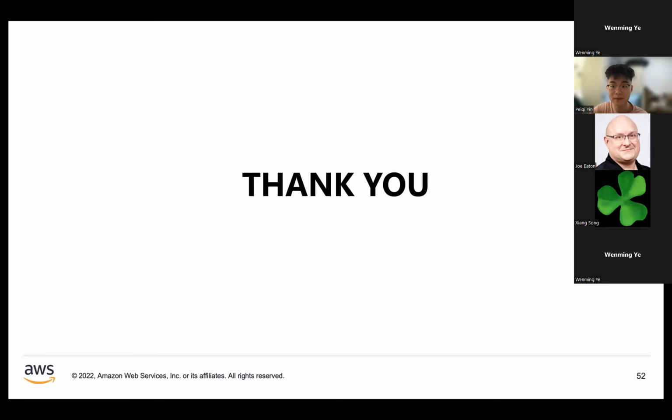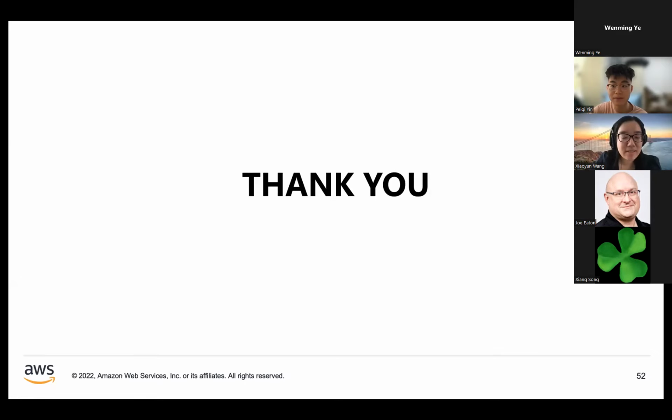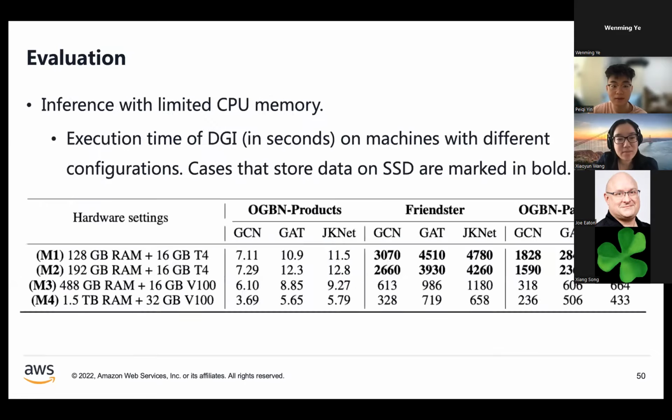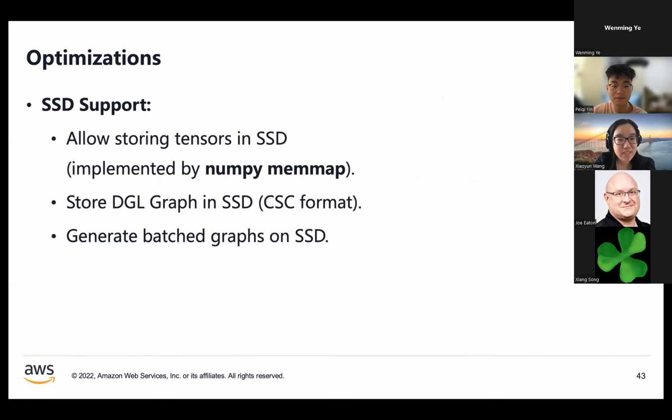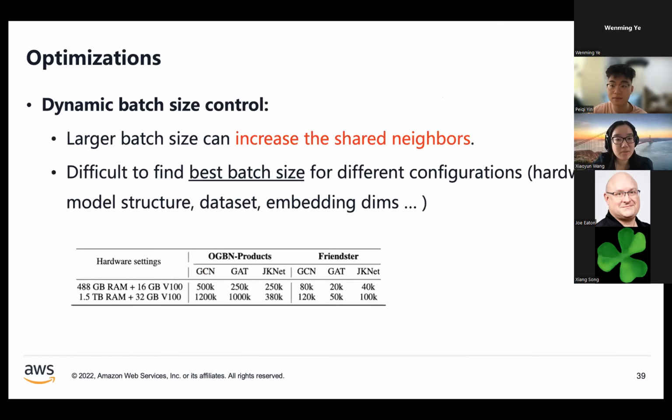Peiqi, I have a question regarding the dynamic batch size training. I'm wondering what kind of optimizer do you use, and how do you tune the parameters in the optimizer? You mean the dynamic batch size control?